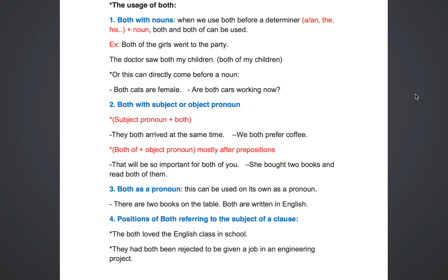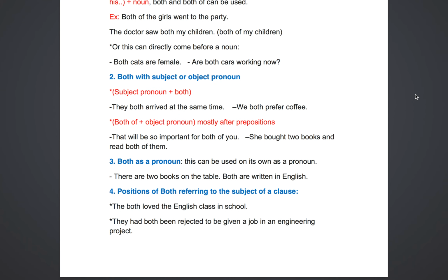What's different here, as I said, is that if we have both girls, you don't have to use of the, but if there's a plural noun like girls with a determiner, you have to use of the. So if it's only a singular noun, using both is appropriate, so you don't have to say both of the girls. You have to say both girls went to the party. The doctor saw both of my children.